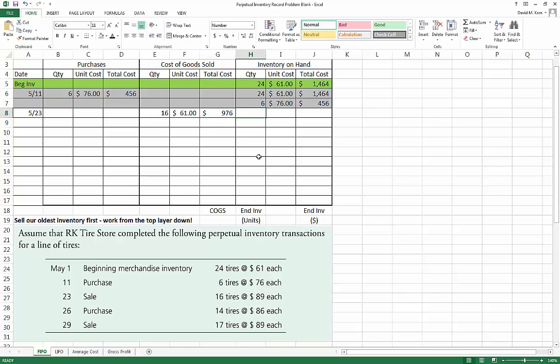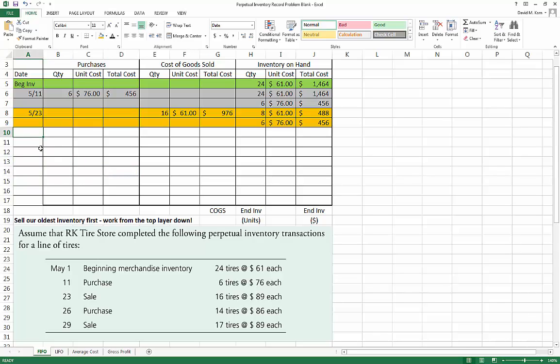Now we need to balance again. So how do we balance? We balance by taking 24, because we took out of this layer, minus what we took out. So now we're down to 8 units of that layer at $61. So plus 8 times 61 for 488. And then I still have all of this layer that I need to bring down, 6 at 76 for 456. Okay, so that takes care of the 23rd. Let's make that a separate color. Let's put that in orange here.